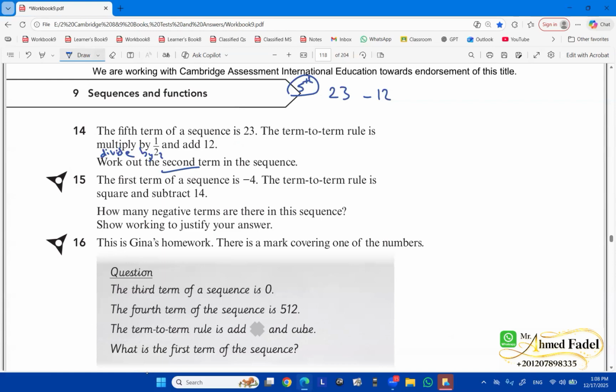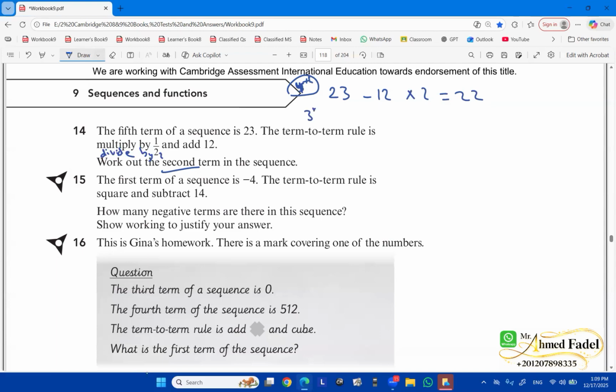I'm going to do 23 minus 12 as we agreed. Then instead of dividing it by 2, I'm going to multiply by 2. Equals 23 minus 12 is 11. 11 times 2 is 22. After that, so this is that fourth term, actually. This is the fourth term that we got. The fifth term was 23.